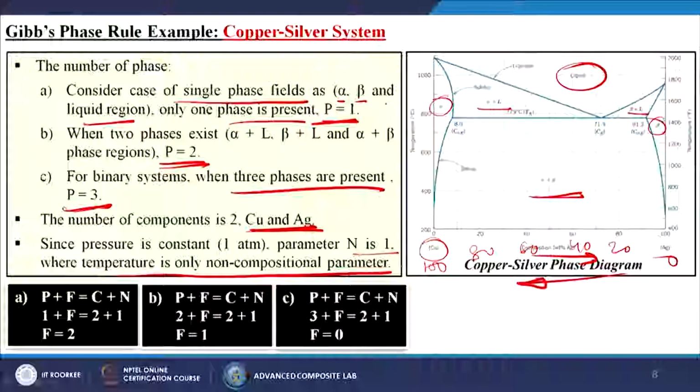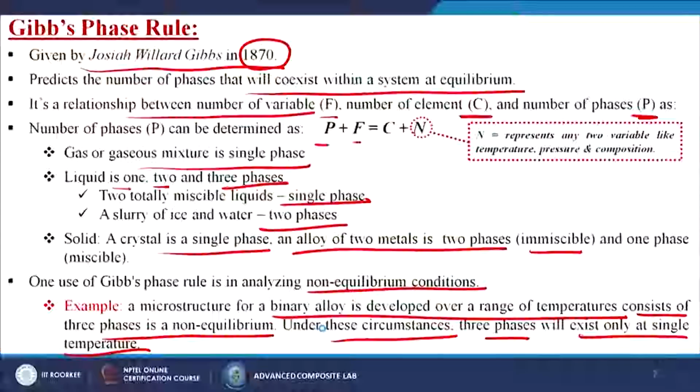So, from the Gibbs rule, first if we consider case A, P plus F is equal to C plus N. In this case P is equal to 1, C is equal to 2 and N is equal to 1. So, here F is equal to 2. In this particular case the F value is 2, in this case the F value is 1, and in this case F is equal to 0. And what is F? F is the number of variables.